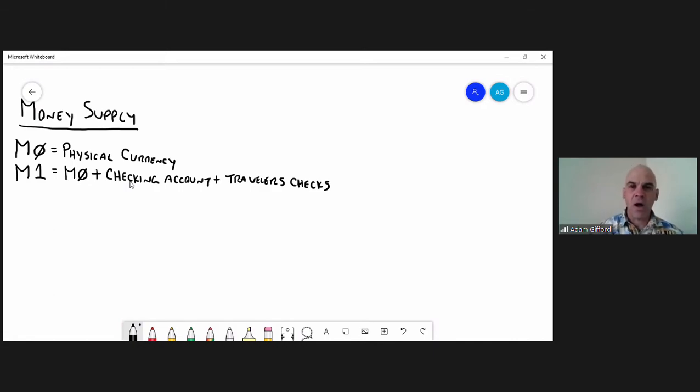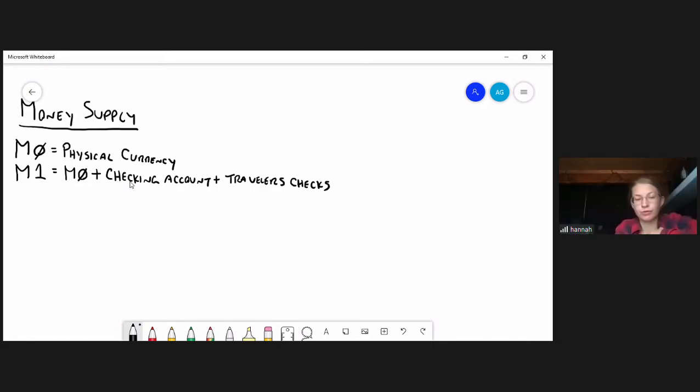Traveler's checks are all but dead now because everybody accepts credit cards, and credit cards are just a lot easier. And they're just as secure as traveler's checks. But they are still around. They don't make up a huge part of the M1, but they are still in existence. We still do count them. So the traveler's checks would just be like $100 or so of someone's account.